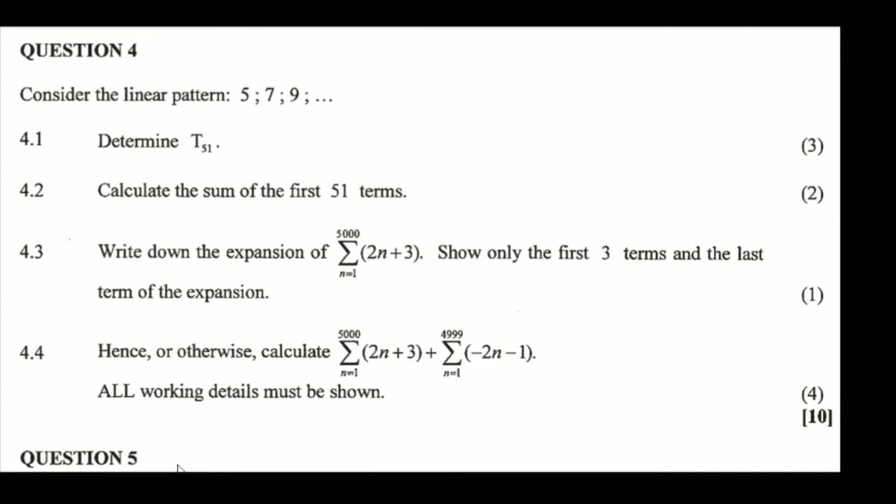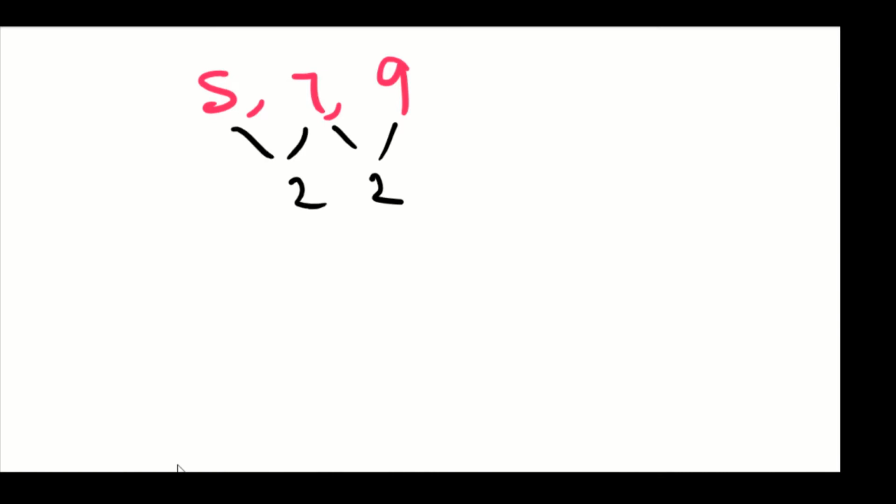We're going to do question 4. We are given a linear pattern of 5, 7, and 9. In 4.1, we are asked to determine term number 51 of this linear number pattern. Firstly, we're just going to find the difference of this pattern here, and we found it to be 2.